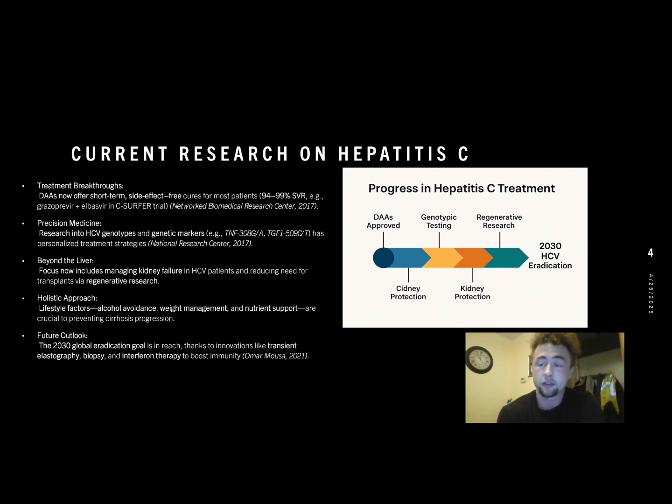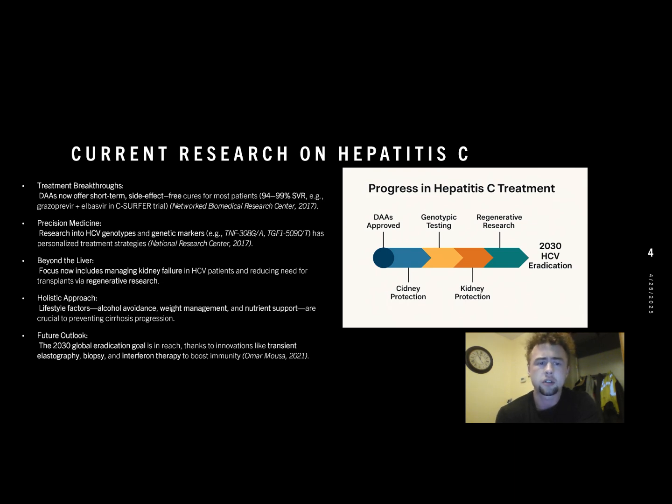Grazoprevir and Elbasvir are some of the most popular well-known ones, and genetic genotype predisposed issues are actually being researched so that individualized treatment plans can be come up with for patients that have specific genetic markers and genotypes that are unique to themselves. This can also lead to the eradication of HCV by 2030. And the focus now is not just on managing the side effects, but actually regenerating the liver, as the liver is one of the only organs that is capable of regeneration.